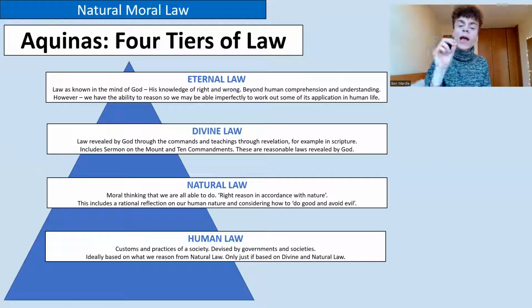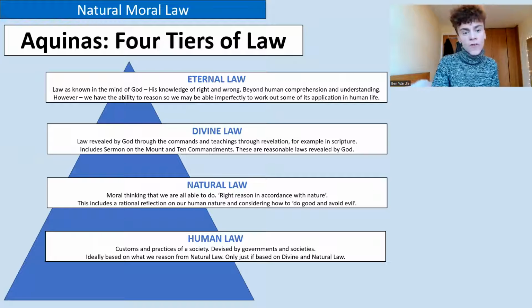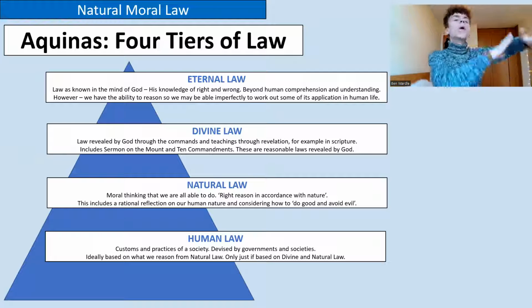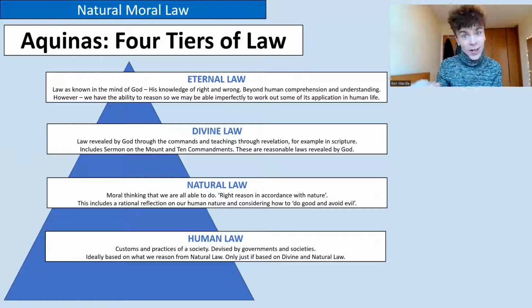And then finally, we have the human laws, which are at the very bottom of the tiers because they are the customs and practices of a society. They are devised by governments and societies. So they are human laws. And so, of course, they are going to be at the very bottom of our triangle. They should ideally be based on what we reason from natural law. Now, they are only seen as just if based on the divine and natural law. And of course, based on the eternal law, but because we can't know that for certain, we have to base our human laws on what we can know for certain, which is the divine law and the natural law.